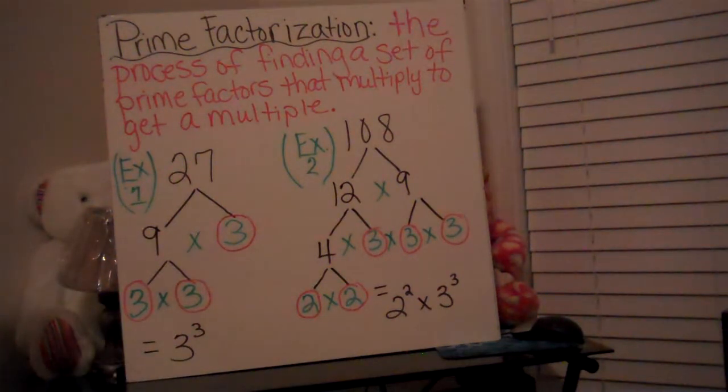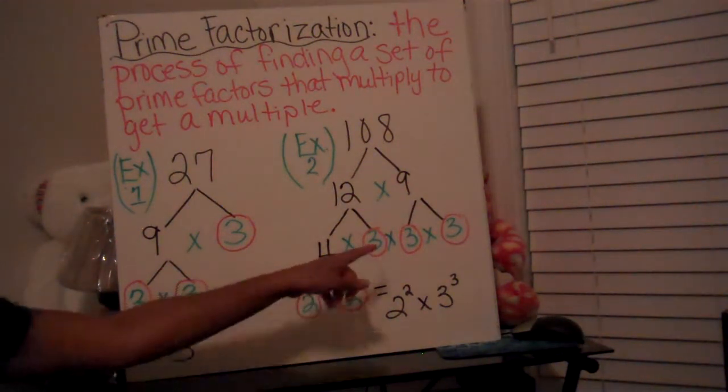108 can be decomposed because it's a composite number. It has 2 or more factors. And the factors that I chose to use to make 108 are 12 times 9. There are other factors that you can use to make 108. I just chose 12 times 9. 12 is a composite number because it has 2 or more factors, so we decompose it, which means we give it some branches underneath. I chose 4 times 3 to break down 12.